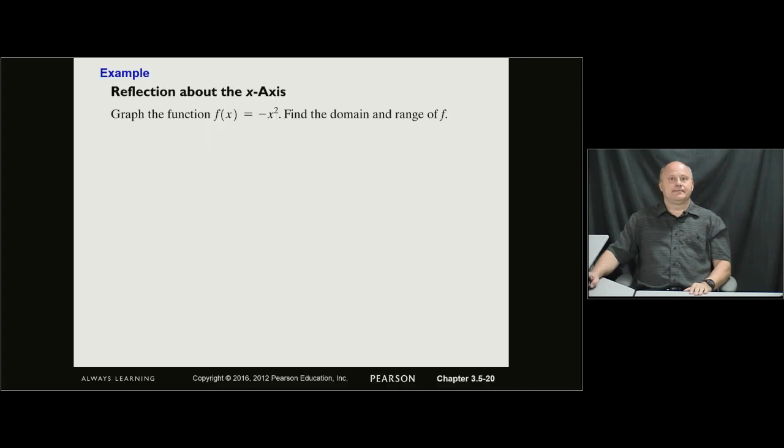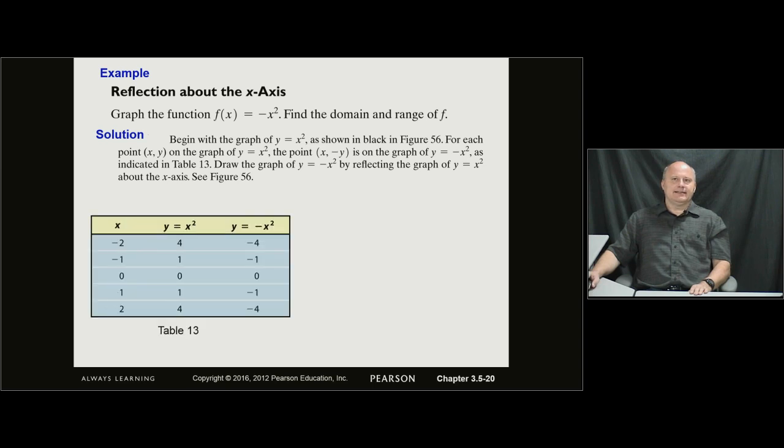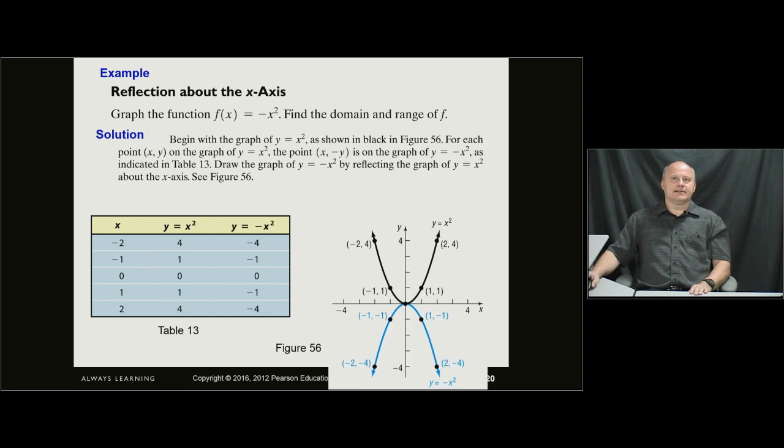Alright, so graph the function f of x equals negative x squared, and then also find the domain and the range. So we already know what that graph looks like, right? It's the parabola shape. So we begin with the graph of y equals x squared, as shown in black in figure 56.